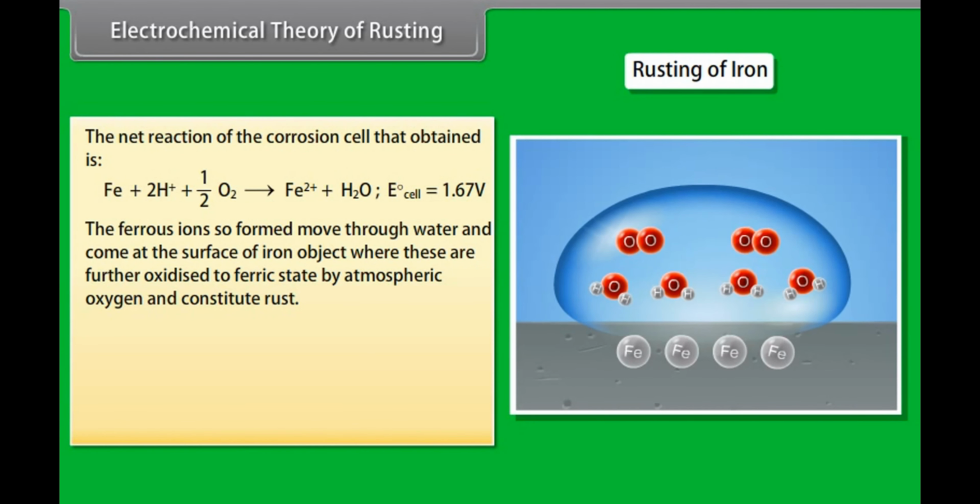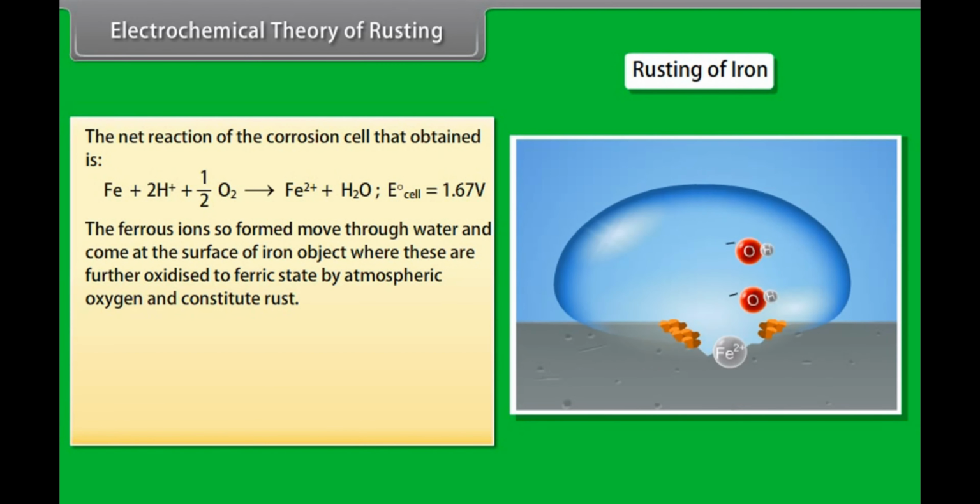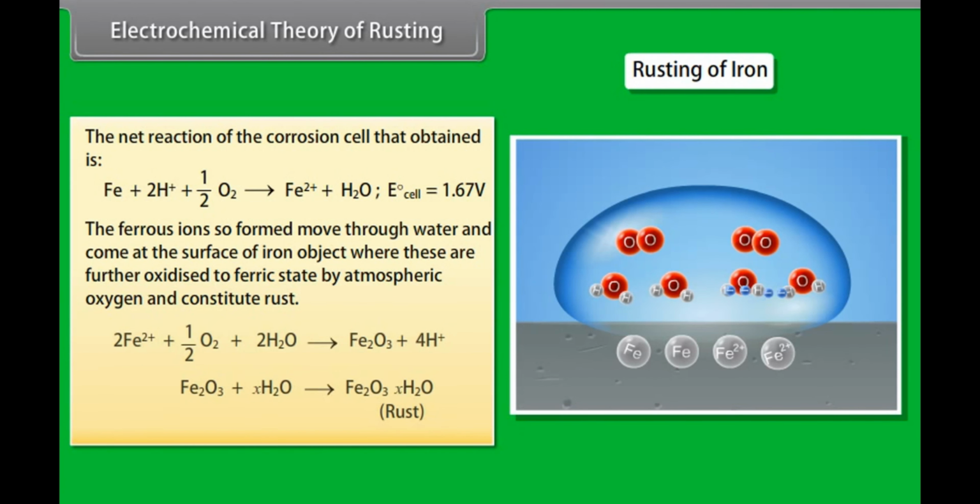The ferrous ions so formed move through water and come at the surface of iron object, where these are further oxidized to ferric state by atmospheric oxygen and constitute rust.